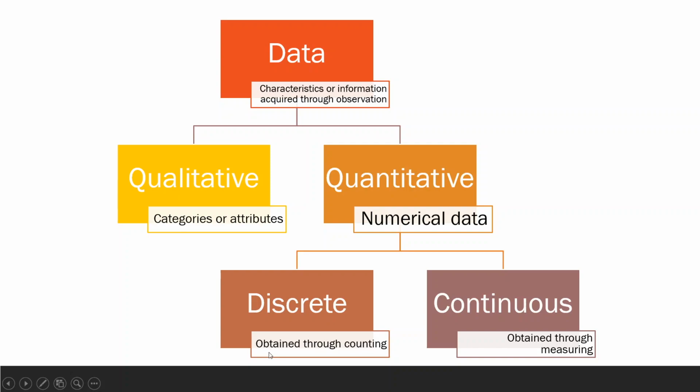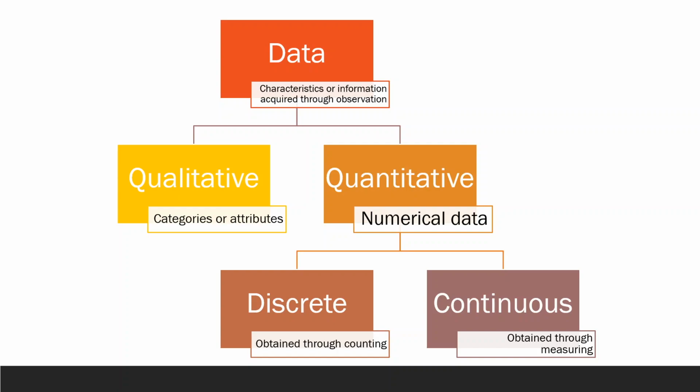So in the discrete data, it is obtained through counting. It merely answers the question of how many. So for example, how many students are there in a class or whatever.